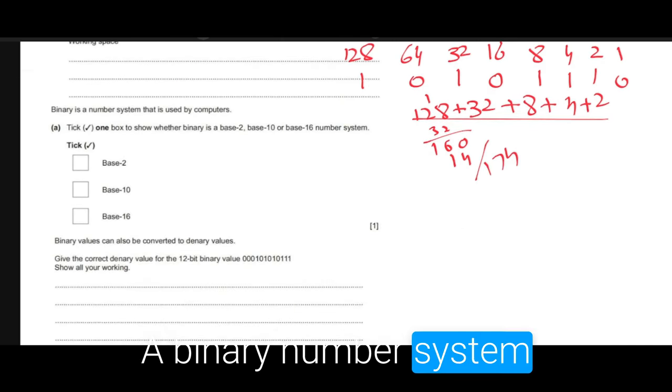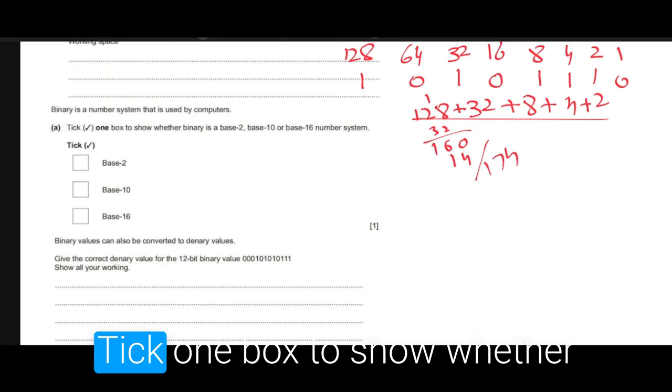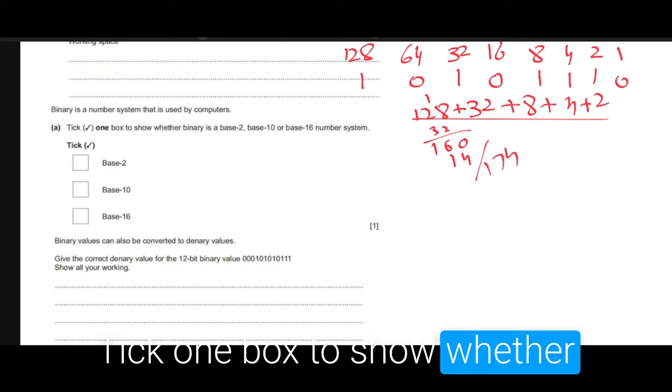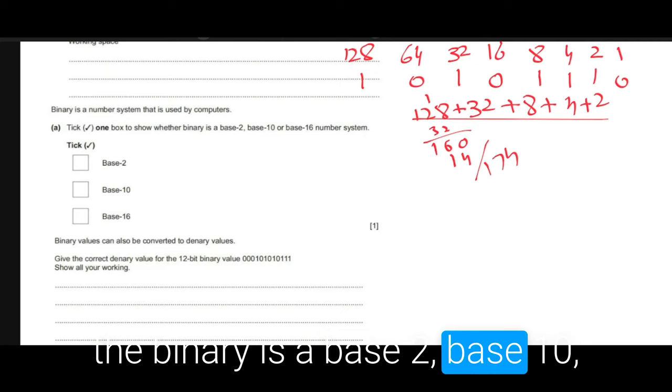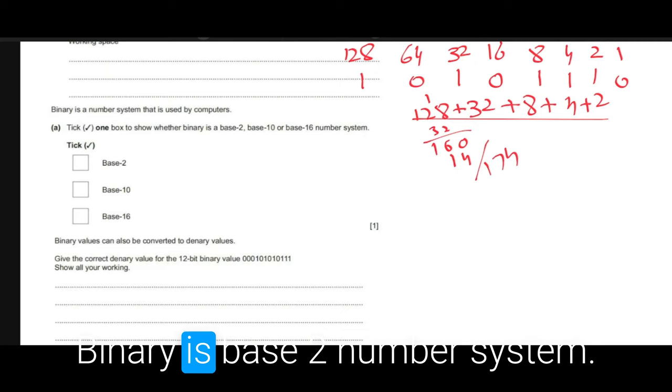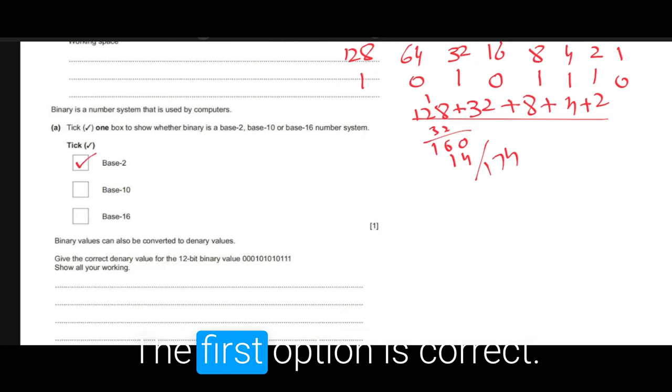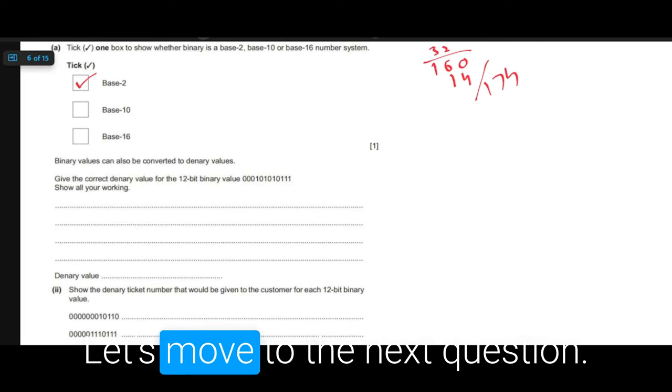A binary number system that is used in computers. Tick one box to show whether binary is a base 2, base 10, or base 16 number system. Binary is a base 2 number system. The first option is correct. Let's move on to the next question.